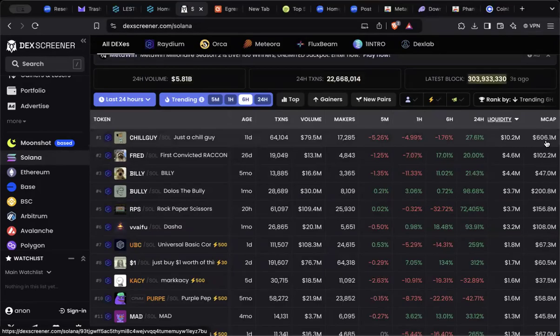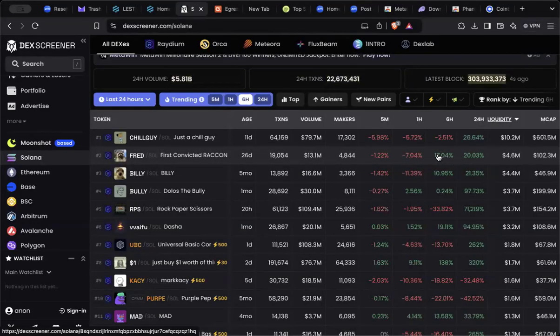Also, look at the market cap. Market cap is 606 million. So that's the market cap currently right now. Then second, you have Fred the Raccoon, first convicted. And once again, in the last 6 hours, the liquidity coming in is 4.6 million. And this is the market cap.